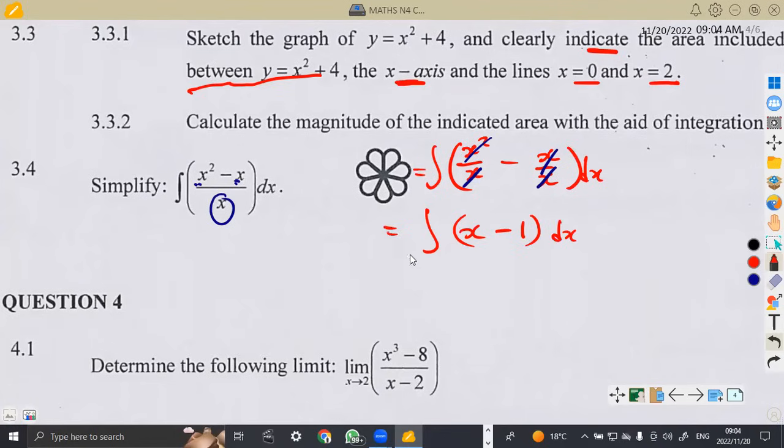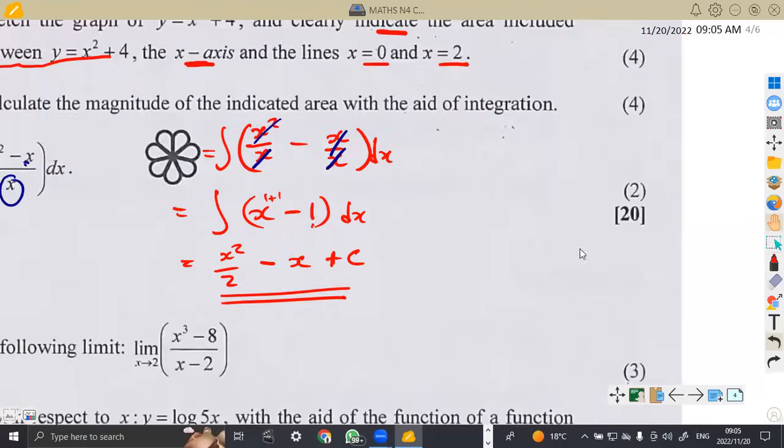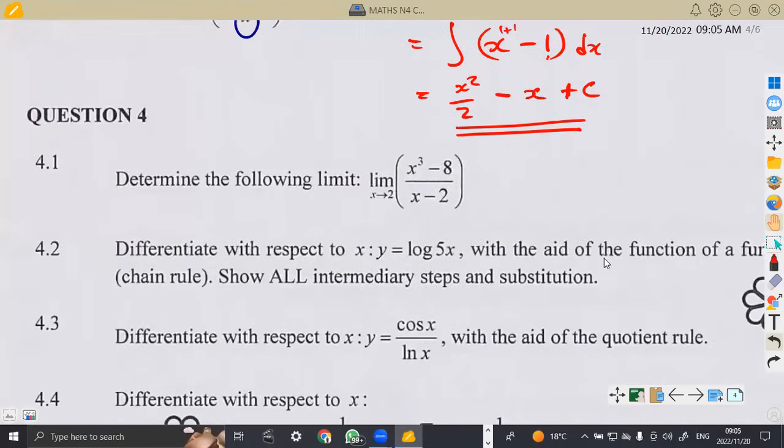Let's integrate the integral of x. We add 1, 1 plus 1 is 2, so it's going to be x squared over 2, minus 1 is a constant, so it's x. Don't forget the constant of integration. Okay, so that is what you're supposed to obtain from this integral, just like that, guys. And how many marks for that? 2 marks, that's why.